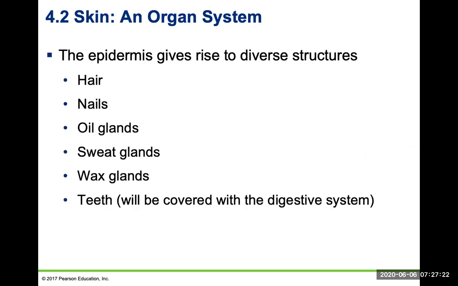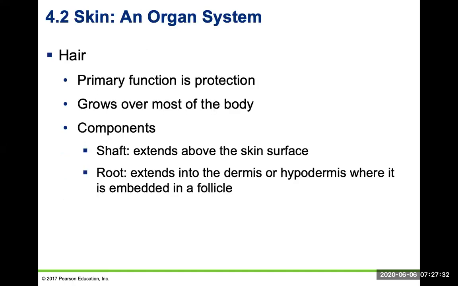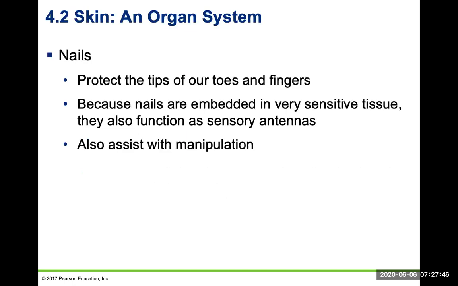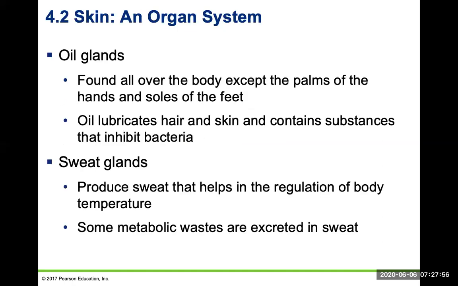The epidermis gives rise to hair, your nails, oil glands, sweat glands, wax glands, and even teeth, which we'll cover in the digestive system. Hair's primary function is to protect our body. It grows over most of our body. It is composed of a shaft that is below the skin surface and a root that extends into the dermis or hypodermis where it's embedded in a follicle. Nails protect the tips of our toes and our fingers. They also function as sensory antennas because they're extremely sensitive, and they also assist in manipulation.